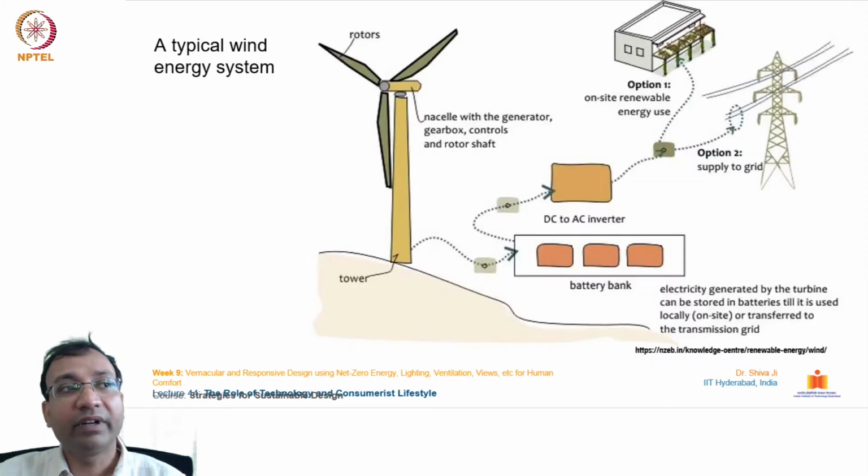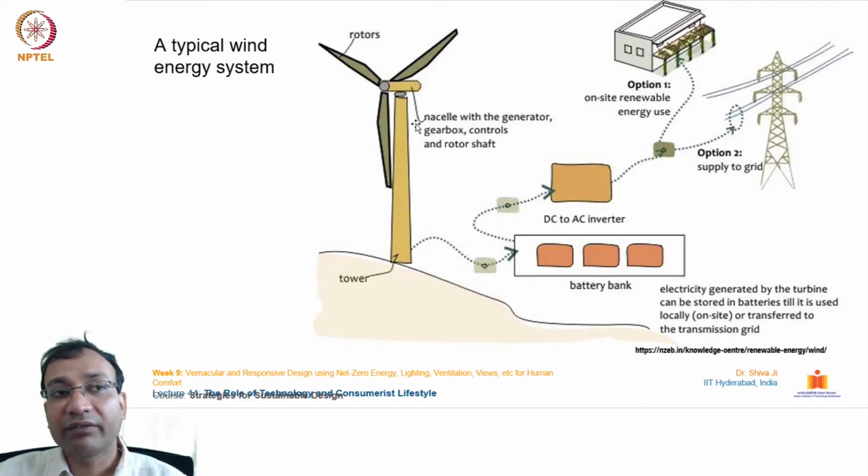Next, if you see a windmill, a typical windmill energy system has these many components. You can see from here the first one, the windmill itself. It has a tower and its rotors, typically 3 rotors per windmill, and these are nestled with the power generating unit at the central axis. It has a gearbox, control, rotor shaft, etc.